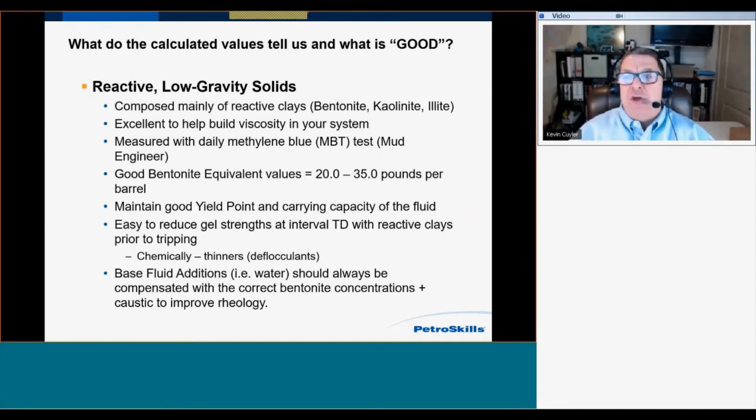Always want to maintain a good yield point. Make sure that you have a good carrying capacity, but when you get to the bottom of the interval, you're going to bring your gel strengths down, decreasing them with a thinner to be able to run pipe. And remember that if you're adding base fluid to your mud, whether it be water or, for oil-based mud, oil, you have to compensate with those bentonite concentrations. Otherwise, you lose your rheology, and you've diluted back and defeated all the stuff that you've added to your mud system to begin with.